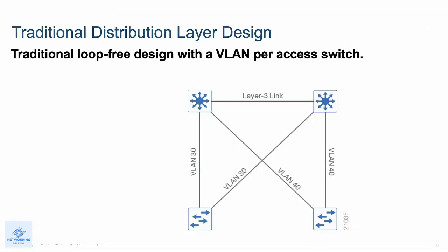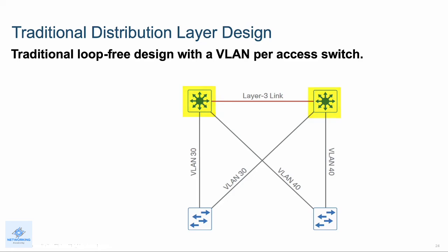In this next slide, we show a traditional distribution layer design. And you'll notice we have a layer 3 link, so we're able to route up top. So we have a layer 3 link in between those two, and we have two access switches down below. And you'll notice that we have very cleanly put VLAN 30 on the left switch and VLAN 40 on the right switch. And if we needed to route in between those two VLANs, then the routing process up above, in order to have a loop-free design, would actually help us do the inter-VLAN routing.